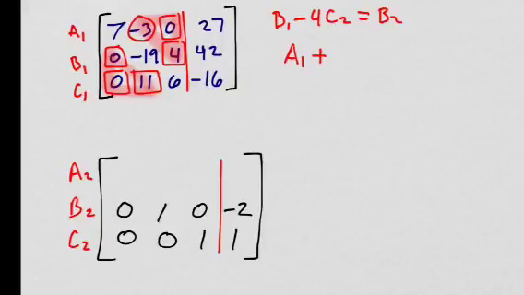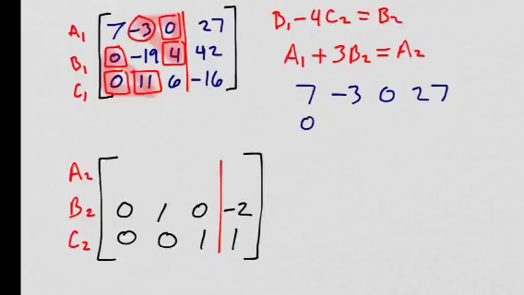So that B2 row, if we multiply it by 3, that will give us something to counteract the negative 3 in the middle position, and it won't mess up the 0 in the third spot, and that will become our new A row, A2. Alright, so let's do it. 7, negative 3, 0, 27. Multiplying B2 by 3, we get 3 times 0 is 0, 3 times 1 is 3, 3 times 0 is 0, 3 times negative 2 is negative 6. Add them together.